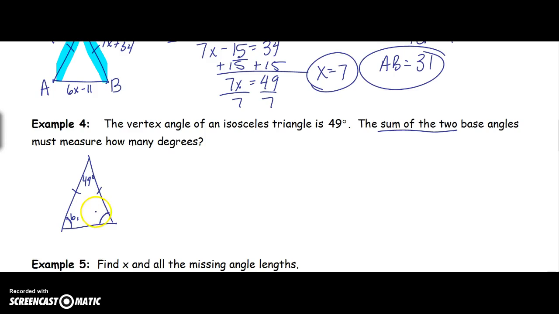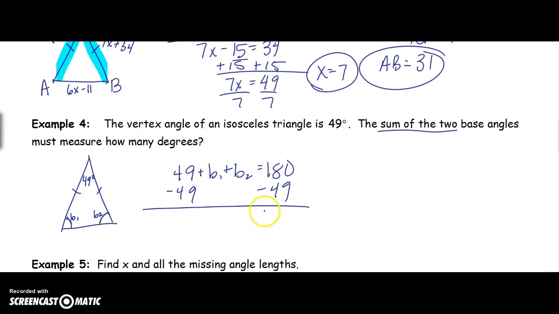So whatever is left, we have to add base angle 1 plus base angle 2, and it has to equal what's left. So we would add all three angles together. It has to equal 180. So for the sum of the other two, you would take 180 and subtract 49. And you're going to get the sum of the two base angles has to equal 131.